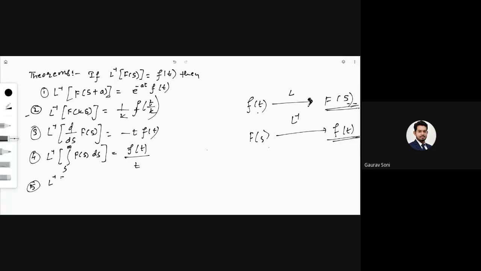Laplace inverse of s into capital F of s is equal to f dash of t if f of 0 is equal to 0. This is very important because we know that Laplace of f dash of t is equal to s into capital F of s minus f of 0. So if f of 0 becomes 0, then this will become true.